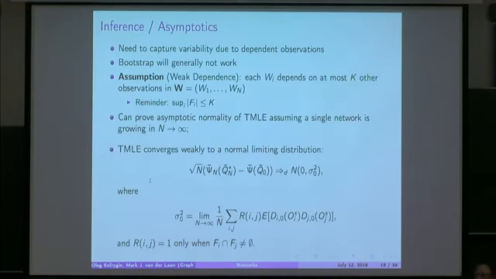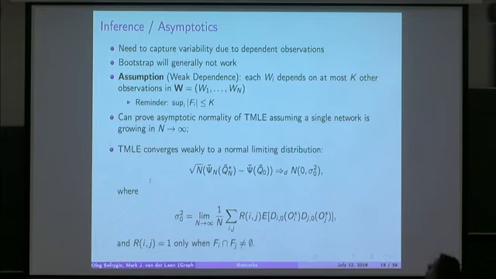All right, the hard part is inference. Well, we need to capture variability between different dependent observations. And bootstrap will generally not work, just because if you bootstrap, it will estimate the variability as if the observations were independent, so it will be severely underestimated, depending on the level of dependence.